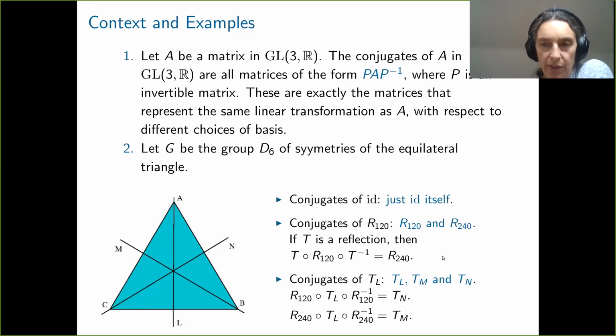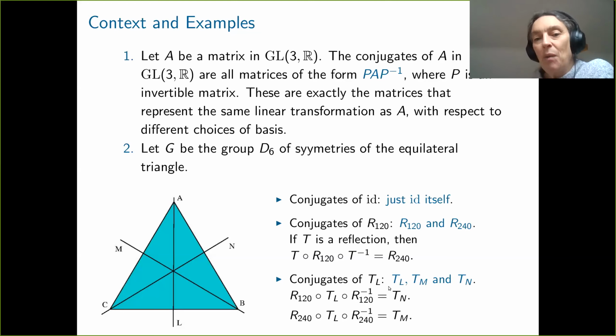What we notice after we've done this, and again, I'm not claiming that this is supposed to be something obvious or that we're supposed to immediately see that it holds in more generality, but we can observe the conjugate of the identity element is just the identity element itself. The rotation through 120 and rotation through 240 both occur as conjugates of rotation through 120. And the remaining three elements, the three reflections, all occur as conjugates of TL.